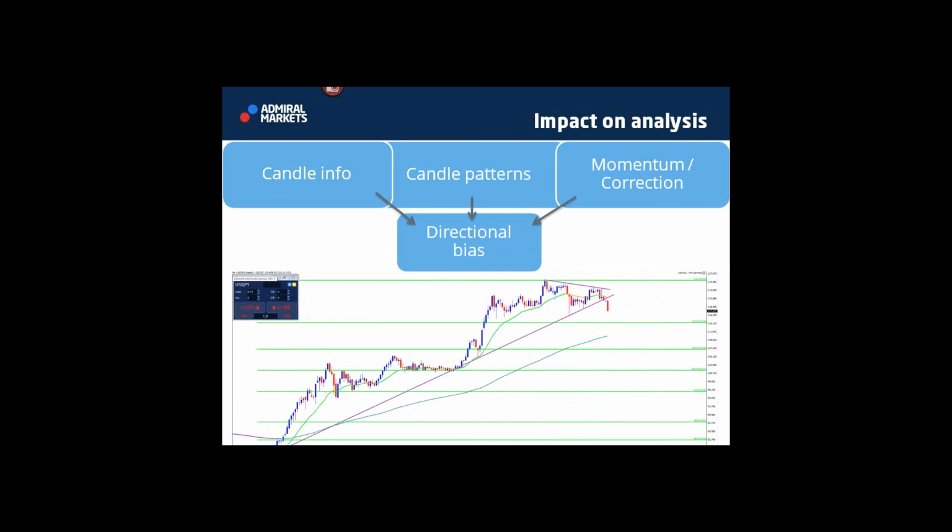So that's a correction. So how can we all tie this together? Well, basically, the candle gives us info. Then we can perhaps use candle patterns. We won't have that always, but sometimes they will be present, and we can use that info. And then we can use momentum and correction. By tying these three things together, we get a directional idea. So we get a bias to which side it could be good to trade. So to give you an example, this is the dollar yen weekly chart. So, all right, let's maybe take a look.